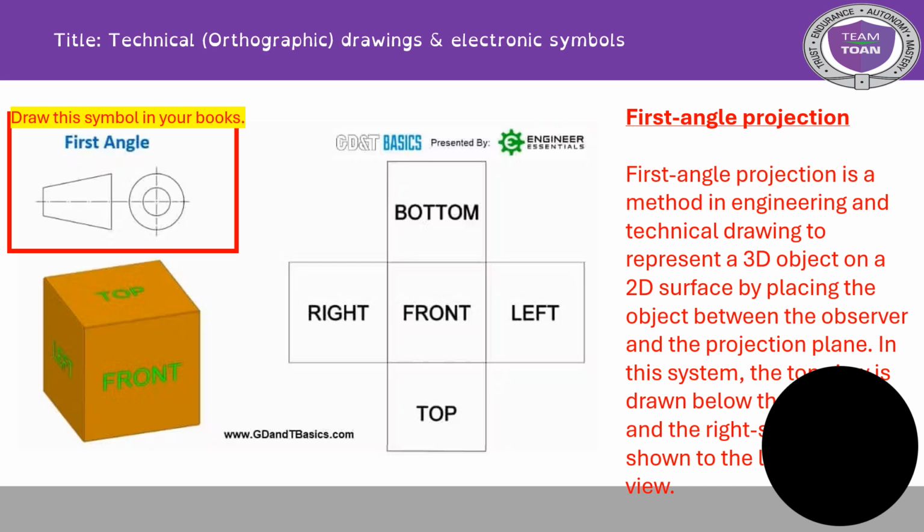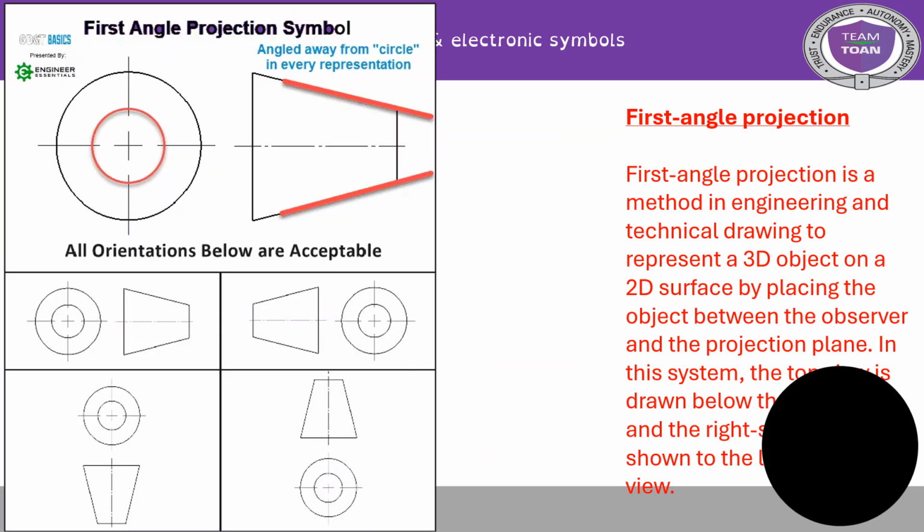So first angle projection is a method in engineering and technical drawing to represent a 3D object on a 2D surface by placing the object between the observer and the projection plane. Now, as you can see here with the first angle, look at the symbol there. You can see that it is back to front. So you'd have the front where it usually is. However, the top would be at the bottom, right would be on left, and left would be on right. And it looks something like this as well.